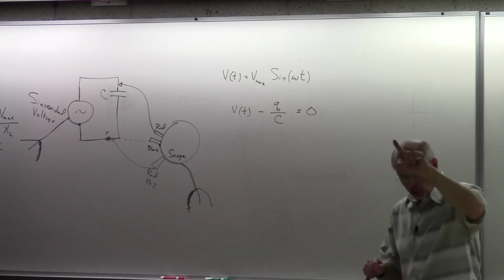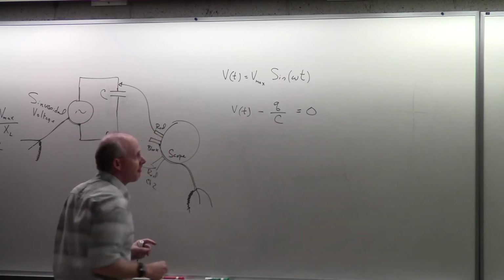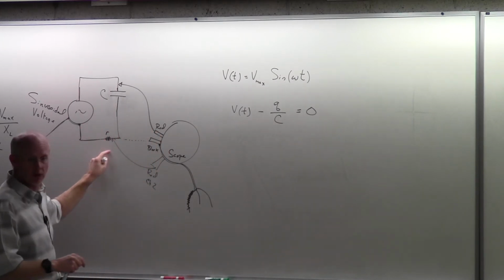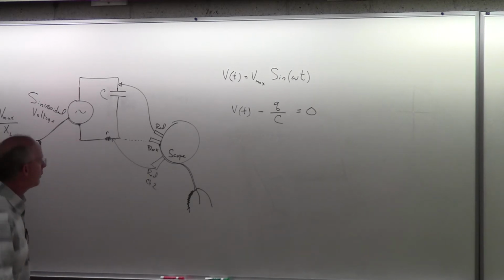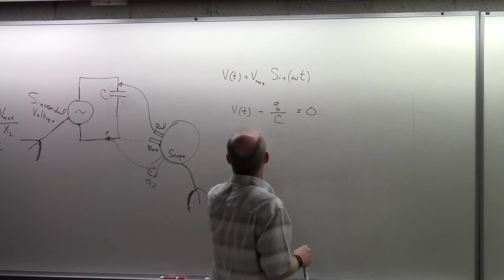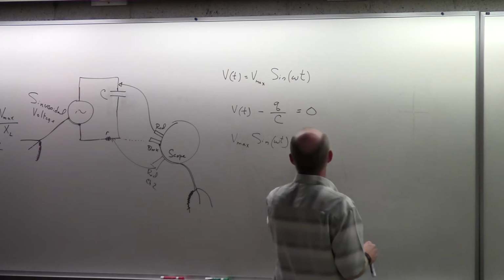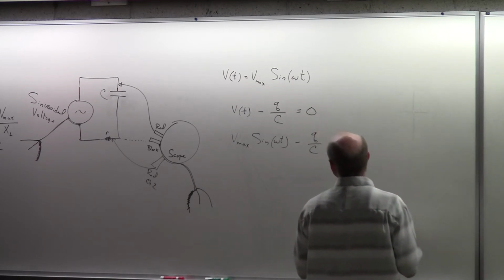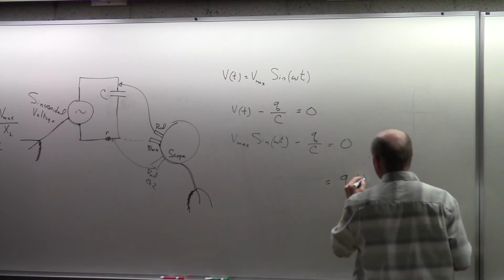That would be your loop rule, right? The source and the capacitor around the loop, ignoring this little one we're using for measurements, okay? And then that would be the volt. Now, let's put in our equation. Let's put in the maximum voltage, sine omega t, minus Q over C equals 0. I'll solve this for Q as a function of time.